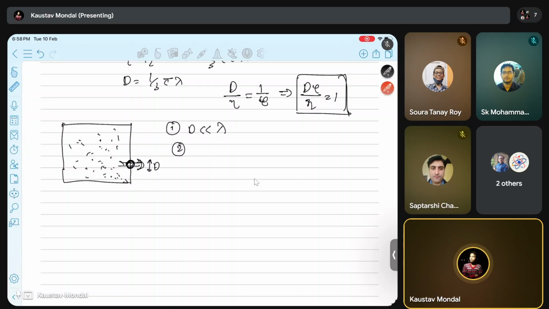The second assumption is that molecules leak out without any pushback. Basically the molecules which are closer to this hole, only those molecules should leave, because since the hole is very small, it's not like a very big hole, where many molecules at a time can move out. So the molecule leak should happen without any pushback.